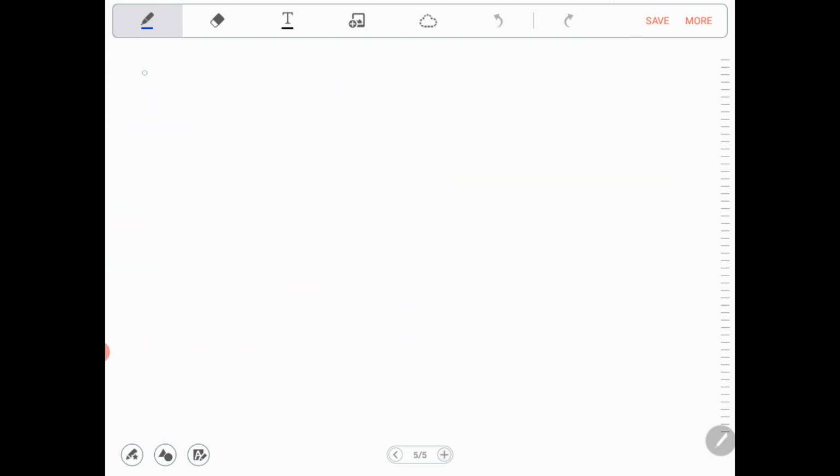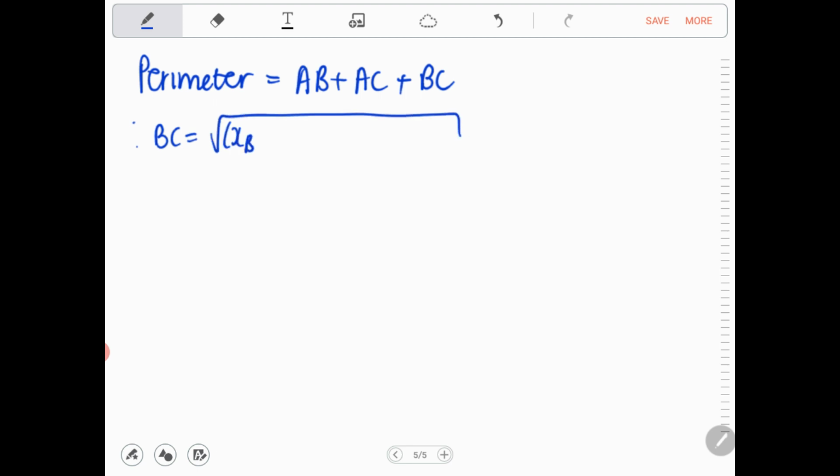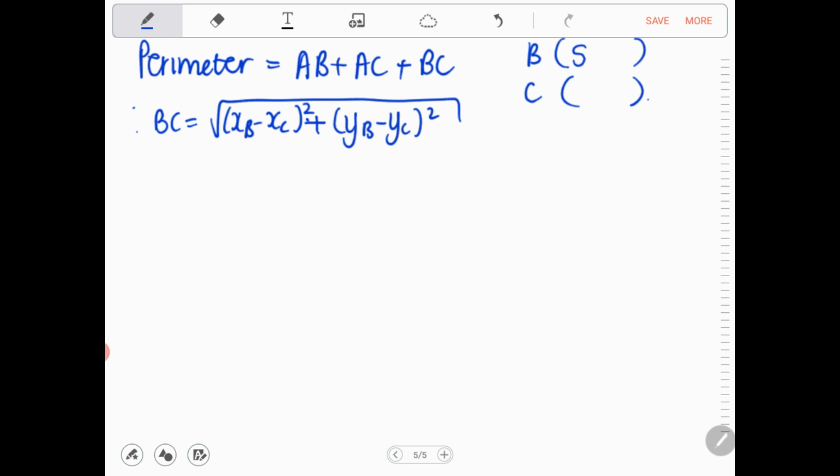All right, then it said find the perimeter. So the perimeter of the triangle would be AB plus AC plus BC, the three sides together. Okay, I've got these two, but I don't have BC. So I'm going to have to quickly work out how long BC is. So there's my formula. Squared plus the y at B minus the y at C squared. Okay, B, C, again, popping them here quickly so I know what they are. B is (5, 7). And C was (negative 2, 6).